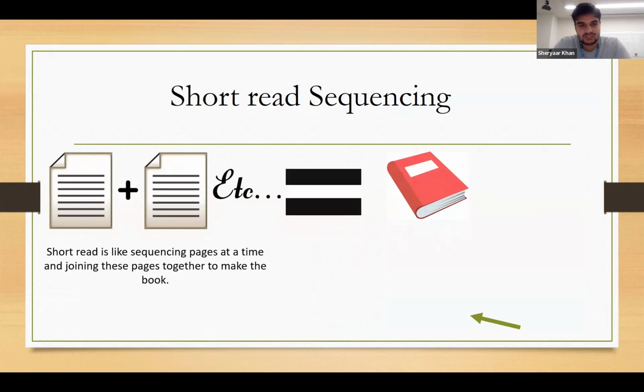Short read sequencing is essentially where, if you have your gene as the book, you're sequencing page by page, and that's what we call short read. It's very small fragments, or pages, and then we group it all together to try and find out what the book is saying. That's the way I like to look at it, so hopefully that is useful for you.